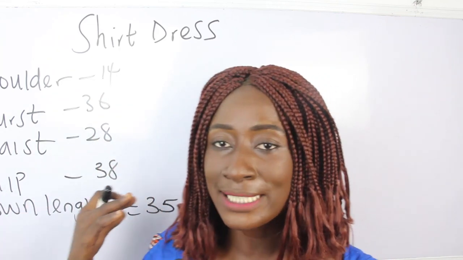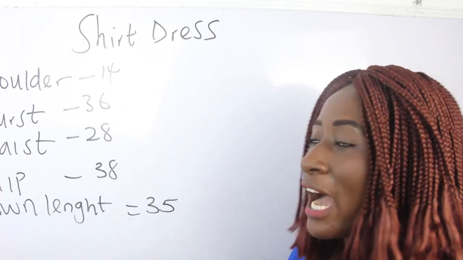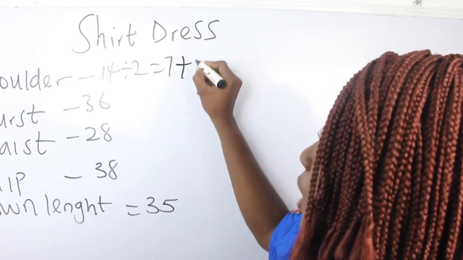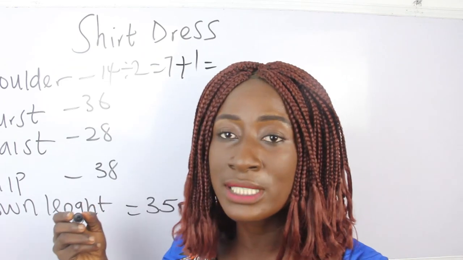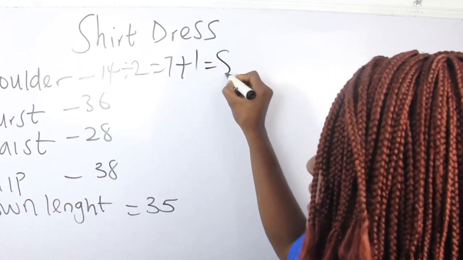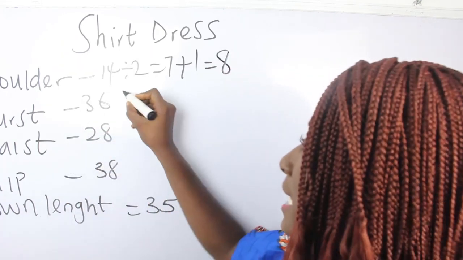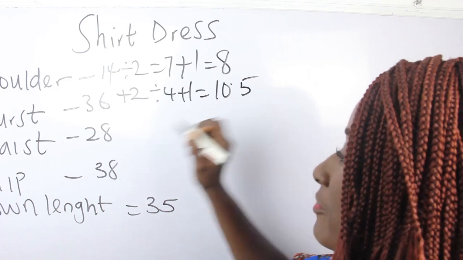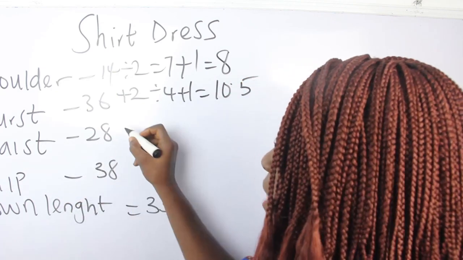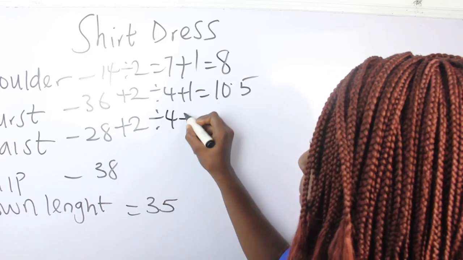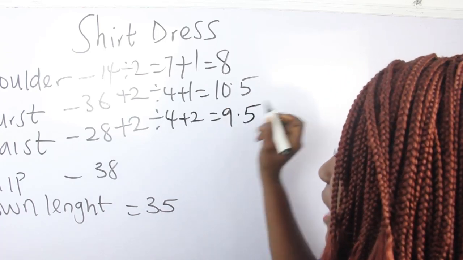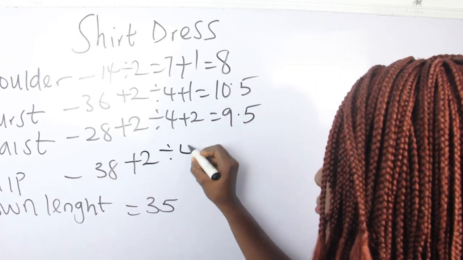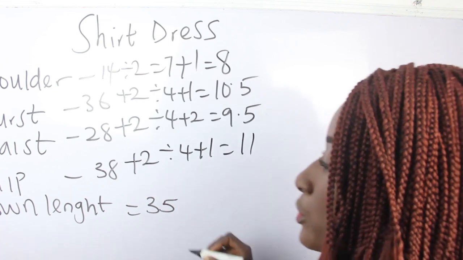So now we'll go ahead and calculate our measurements. Our shoulder measurement is 14 inches. 14 divided by 2, we have 7, plus 1 inch for joining allowance because it's going to have a sleeve, we have 8 inches. Our bust is 36. 36 plus 2 divided by 4 plus 1, we have 10.5. Our waist is 28. 28 plus 2 divided by 4 plus 2, we have 9.5. Our hip is 38. 38 plus 2 divided by 4 plus 1, we have 11 inches.